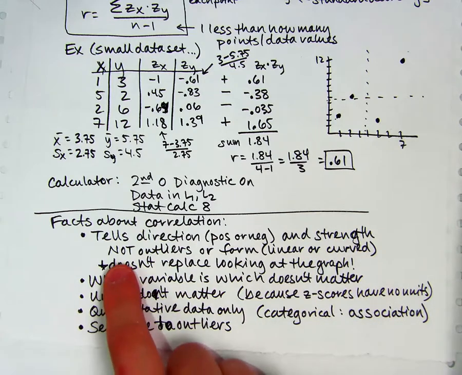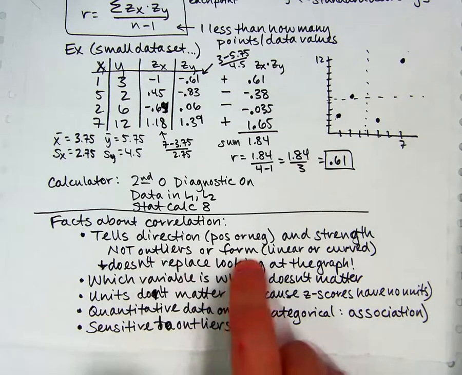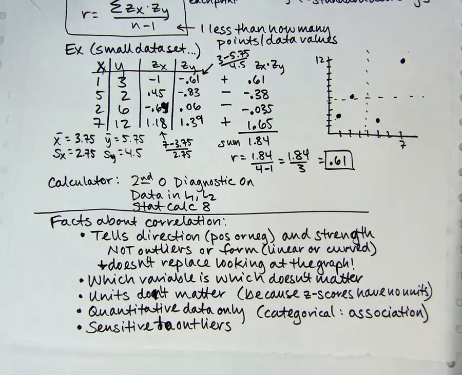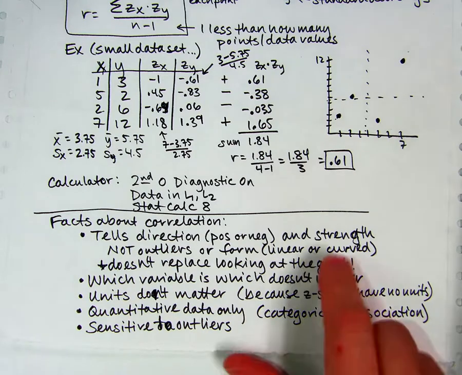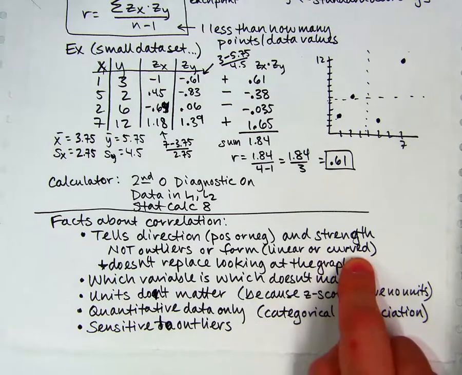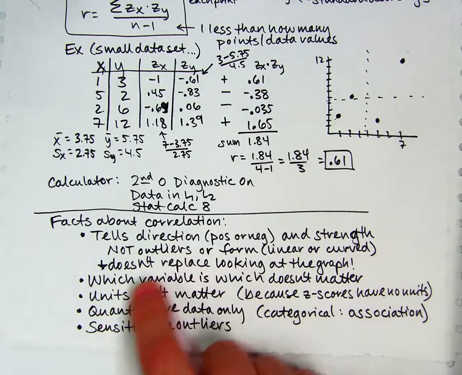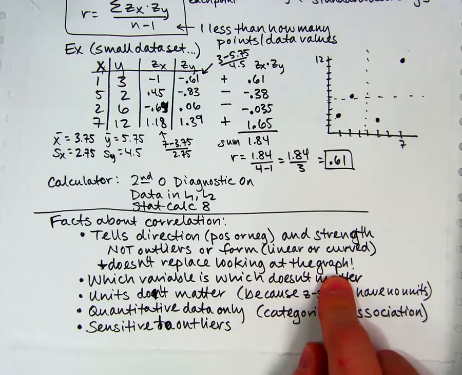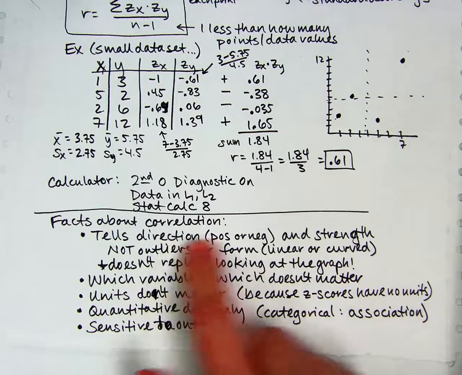It does not tell you the other two parts of DOFS. So DOFS is direction, outliers, form, and strength. Outliers and form, the number tells you nothing about those. So a common mistake is for people to say, oh, it has a strong correlation, therefore it must be linear. But it might not be, and we'll talk some more about that as the chapter goes on. It doesn't tell you if it's linear or curved. It doesn't tell you if there's any outliers or not. It does not replace looking at the graph. So that's really, really important that you know that this number can only tell you these two things and nothing else.